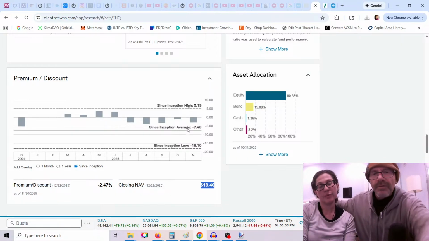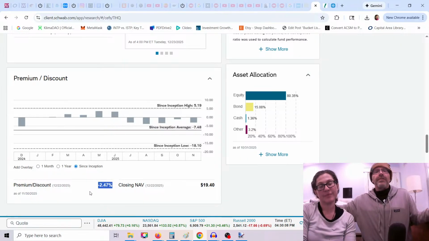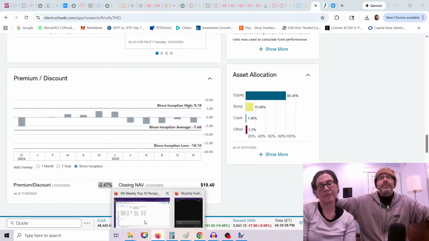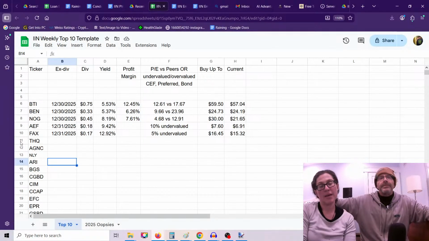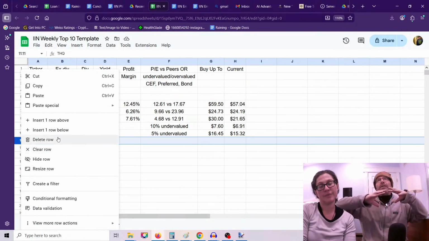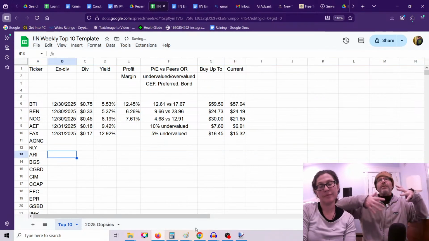Highlight the negative 748. I can't highlight it. It's in a chart. Oh, and you see the negative 247. This one's at least 5% overvalued. This is no good, so we're nixing it. Yes. Bye-bye, THQ.